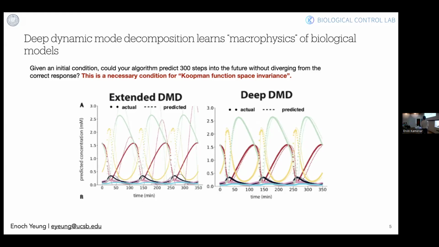Now, when we did it with deep DMD, what we found is we actually were able to learn the dynamics of the system. That is, given a new initial condition that it had never seen before during training, it was able to predict exactly how the system would respond. So this was surprising to us.